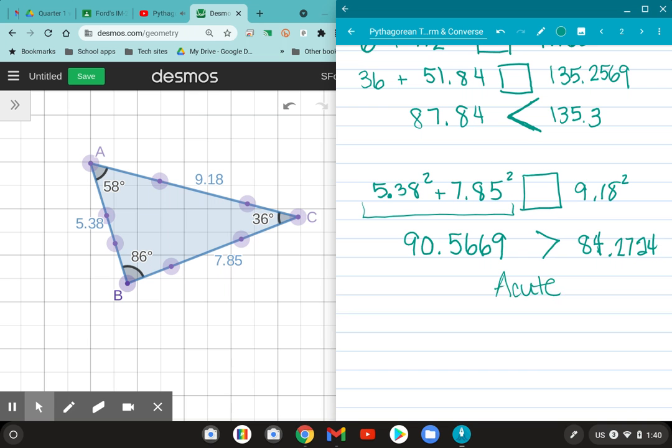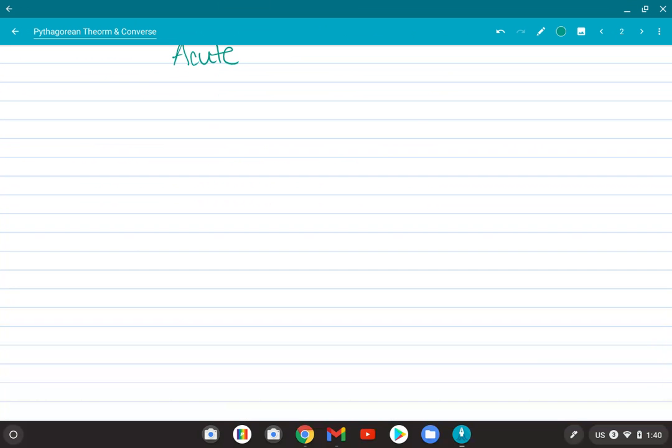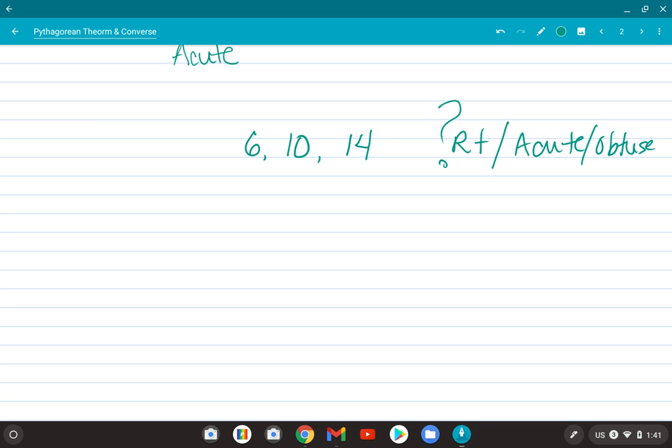All right. So hopefully you guys were able to figure it out, and I want you to practice one of these. So if I make up some numbers, I wanted to see if you can actually do it. So we're going to say 6, 10, and 14. Is this a right triangle, acute, or obtuse? You have to figure it out.